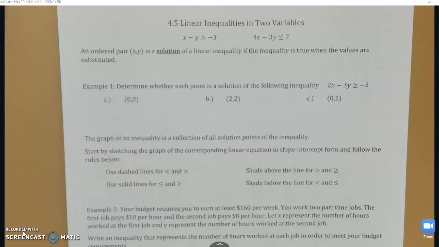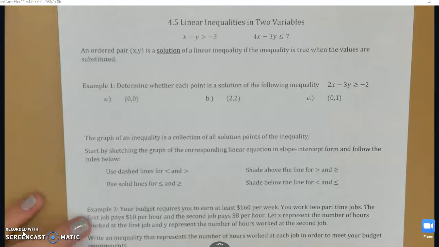An inequality with two variables means we have x and y in our inequality, and our solution, an ordered pair (x, y), is a solution if the inequality is true after you substitute both your x and your y values into said inequality. So let's take a look at that.